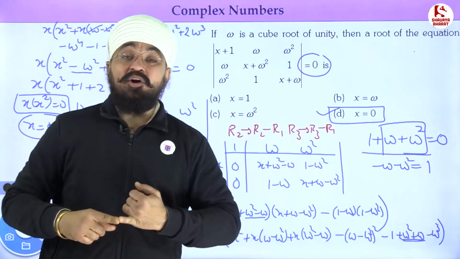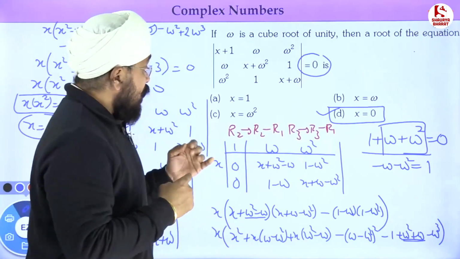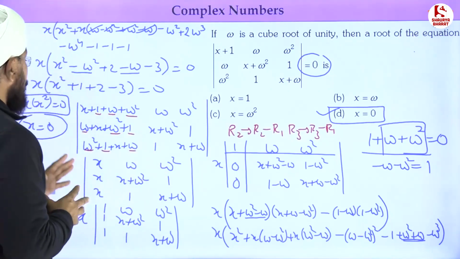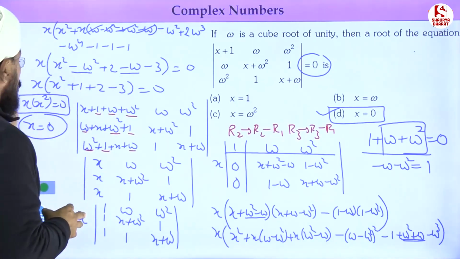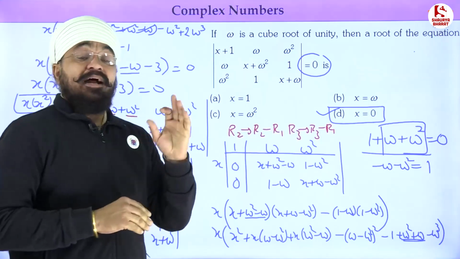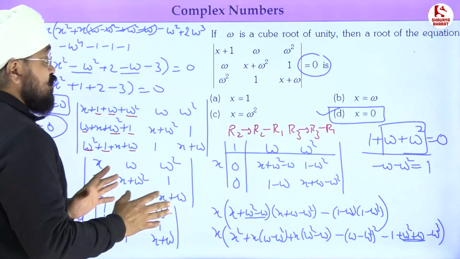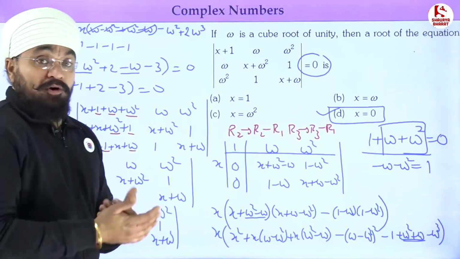Neither do we have 1, nor omega, nor omega square. So for this particular question, the answer is x equal to 0. That we could have done earlier also. So this is one basic method which I just taught you, and there will be some alternate method.